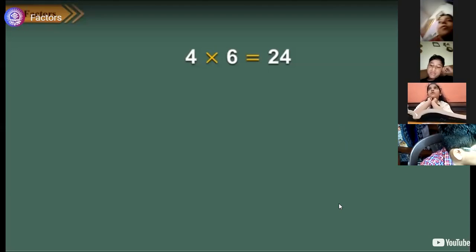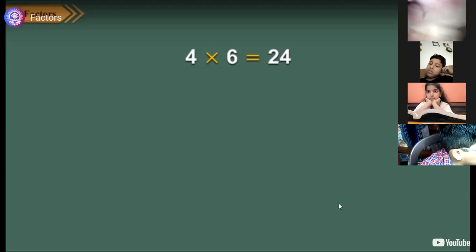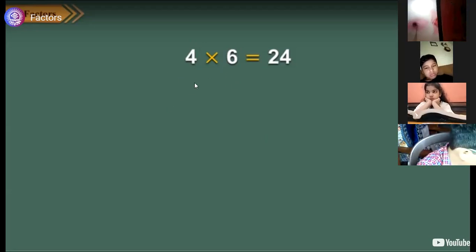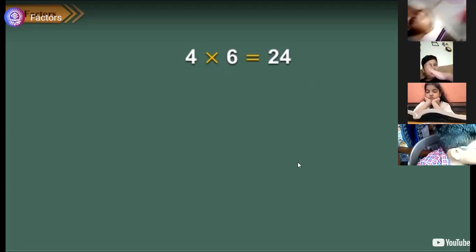Is it clear? So no need to be confused by this particular term, because actually it is nothing. It is simply, we can say, the combination of multiplicand and multiplier, which we have already learned. The first term can be termed as multiplicand and the second one is multiplier, and the combination of both, we can say, are the factors.